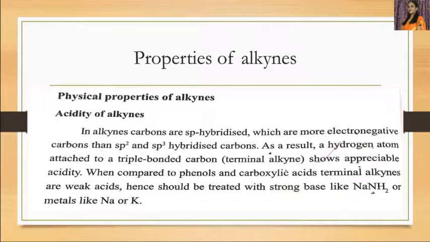So when compared to phenols and carboxylic acids, terminal alkynes are weak acids. Hence, they should be treated with a strong base like NaNH2 or metals like sodium or potassium. As alkynes are not strong acids like carboxylic acids or to some extent phenols, but are weak acids, we should use a strong base like sodium amide or metals like sodium or potassium to remove that hydrogen from terminal alkyne.